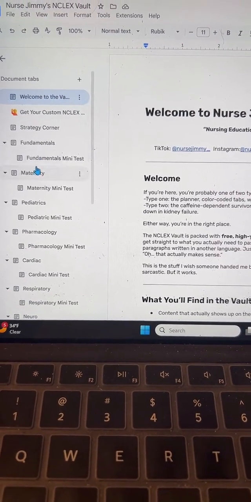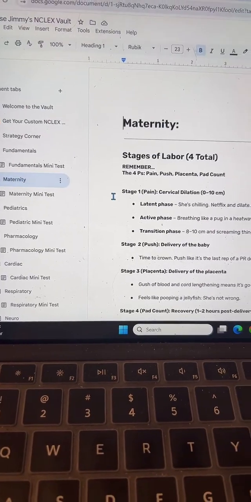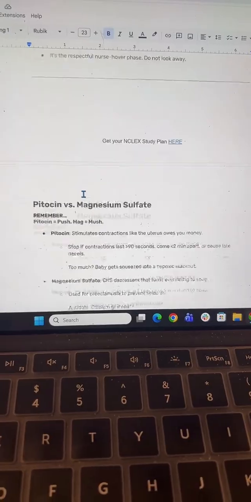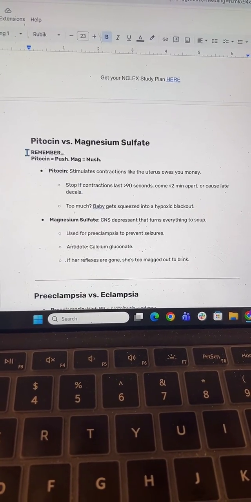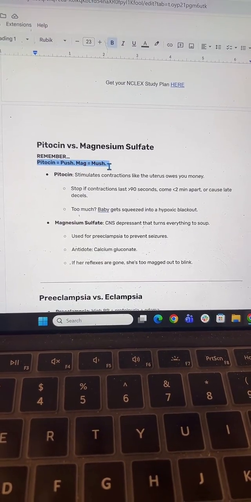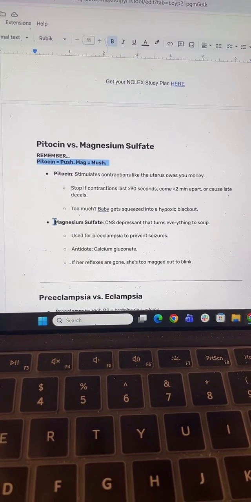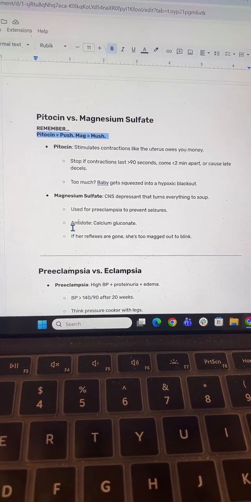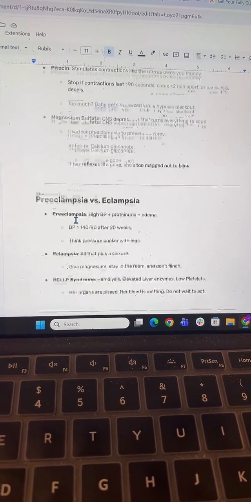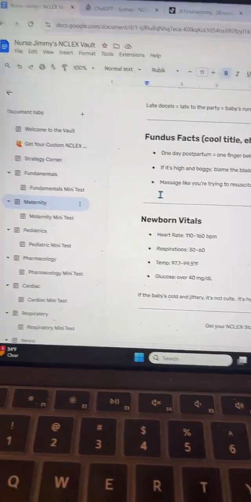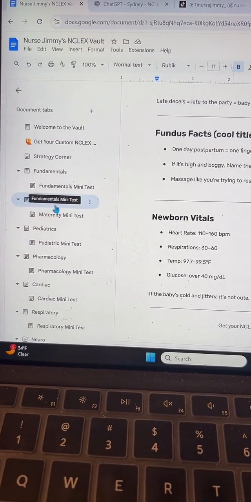Okay. So fundamentals, maternity. So we just did maternity. Here is a whole section, very straight to the point. Remember, I said this on the live. Pitocin is push. Mag is mush. What are the signs of your magnesium toxicity? Preeclampsia, eclampsia.